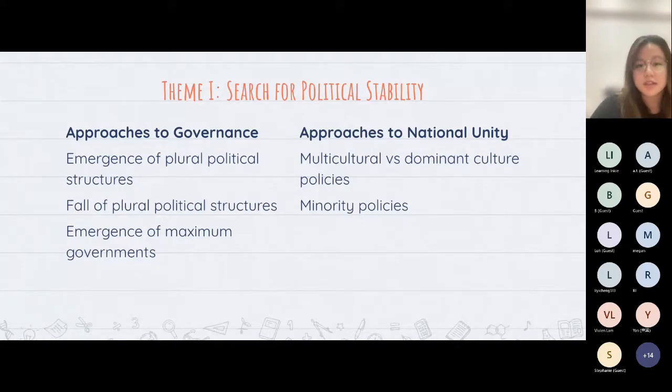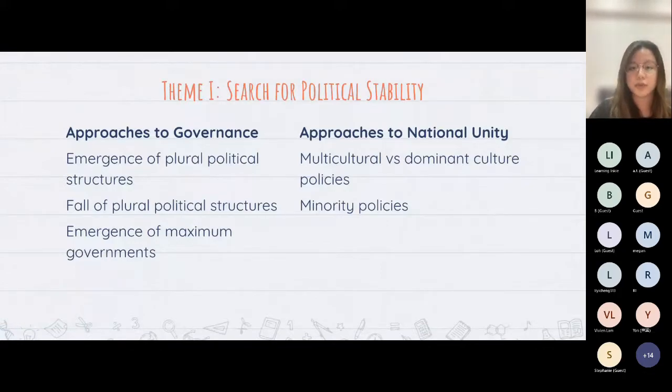So moving on to theme one, we have approaches to governance, which under that we have the emergence of plural political structures, which in a very simple sense just means a type of democracy. And then we go through the fall of such plural political structures, and then the rise of maximum governments, which are basically a type of authoritarian government. And you don't really have to be very scared about all the terminology that I'm saying right now, because once you get to actually learning about the topic, it should get quite easy for you to understand.